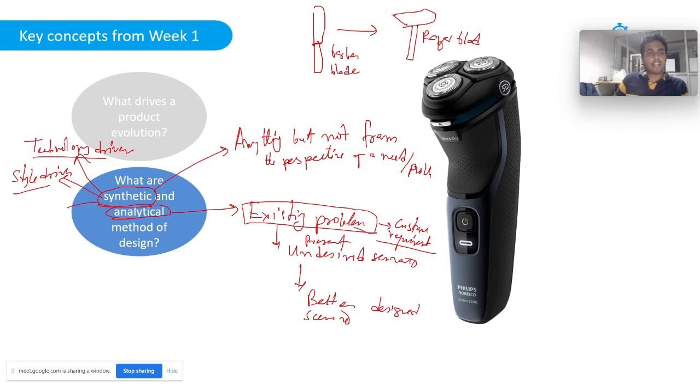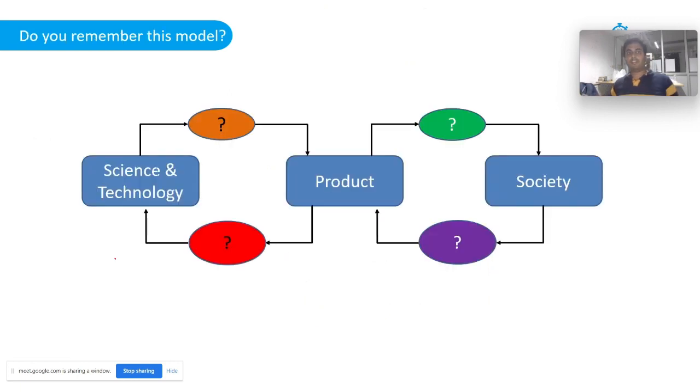Okay. So then there are different things, when there are other ancillary requirements, like availability of parts, then market demand, which is more profitable. So if you design based on those, it is again a synthetic method of design. Okay. So now we have covered some of the basic concepts.